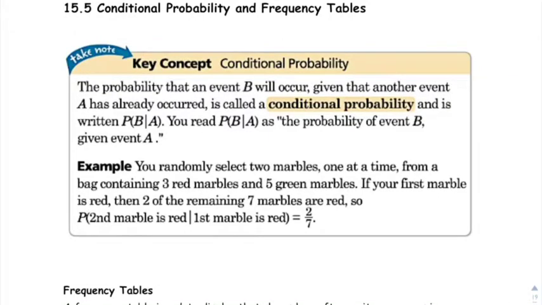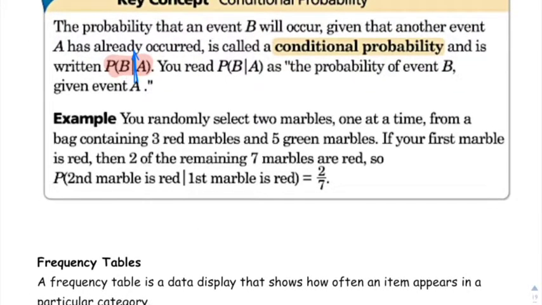Alright, we have conditional probability and frequency tables today. The probability that an event B will occur given that another event A has already occurred is called conditional probability, and it is written in this format right here. And notice you do the probability of B and then that little line down the middle. It's kind of like saying, given that A has already happened.